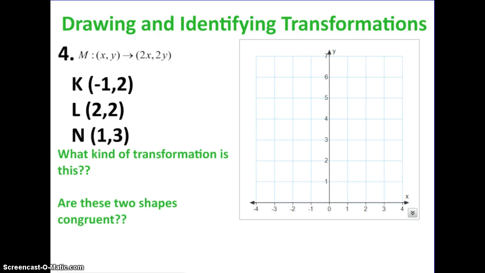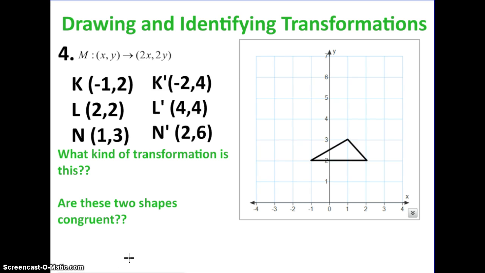Alright, on this one, I want you to give it a try. What we are doing here is multiplying every x value by 2 and every y value by 2. So I went ahead and found them by multiplying all my points by 2, and plotted K, L, N. And now I need to plot K prime, L prime, N prime. So that's -2, 4, 4, 4, and 2, 6.